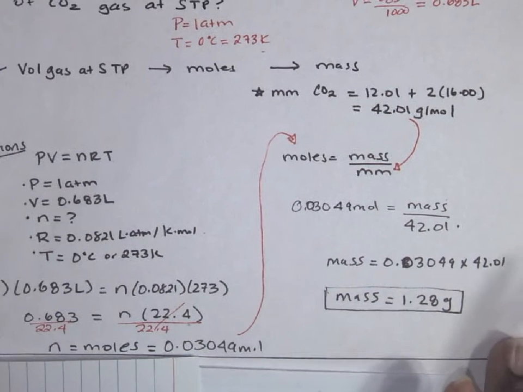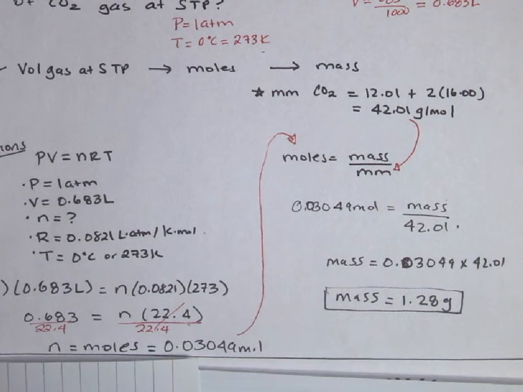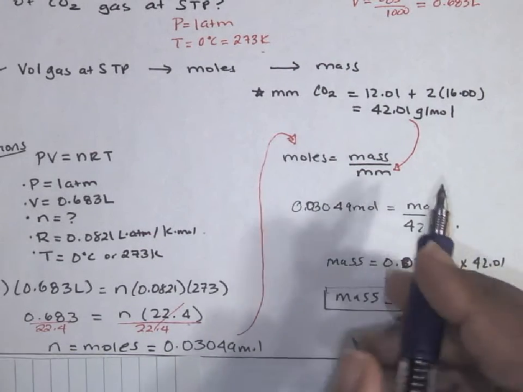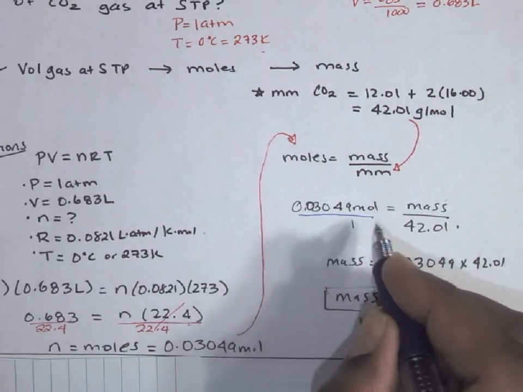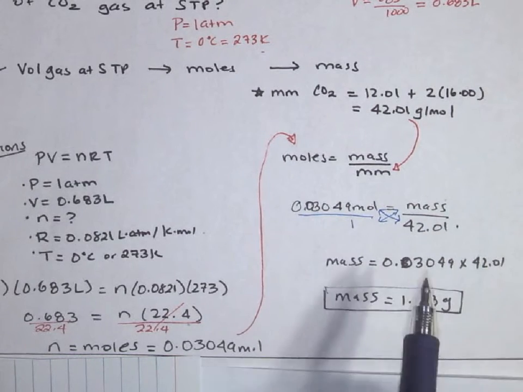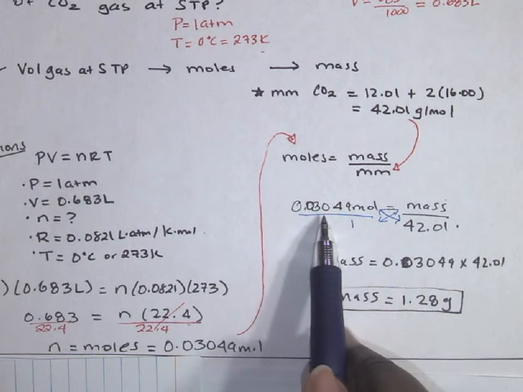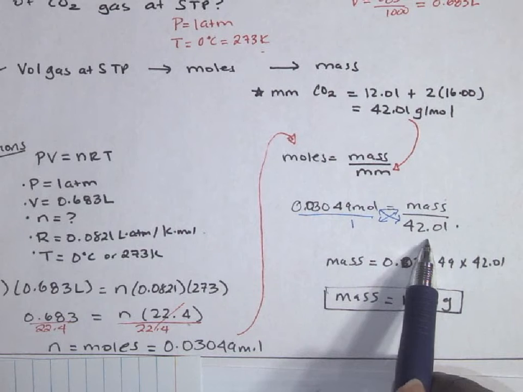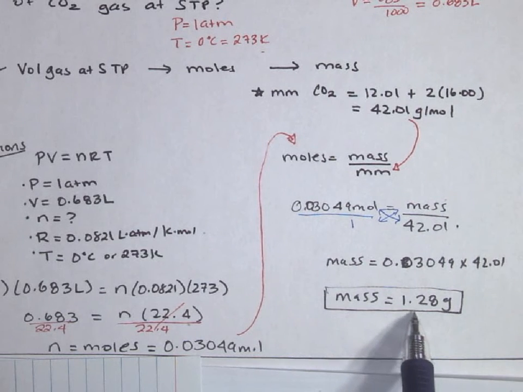Okay, so this is the work that we have here when I've plugged everything in. To solve for my mass, remember I have a fraction next to an equal sign, so I'm going to use cross multiplication, and that gives me my mass is going to be equal to 0.03049 times 42.01, and that gives me a mass of 1.28 grams.